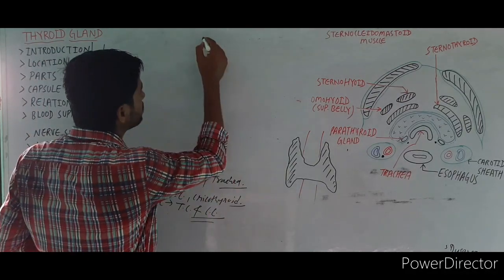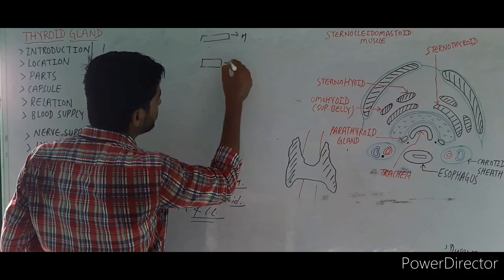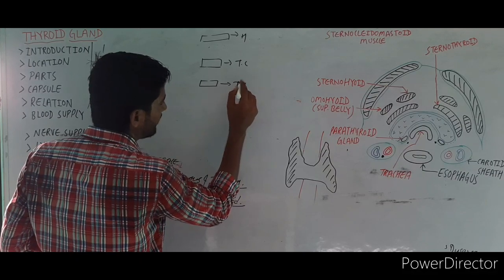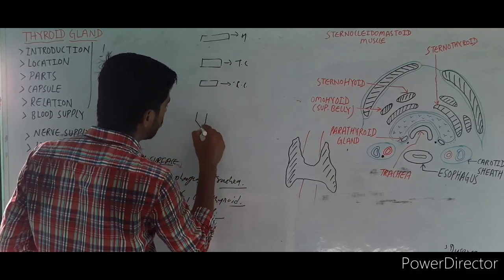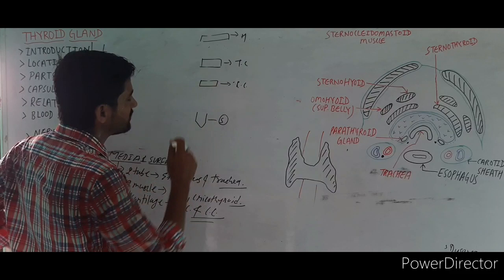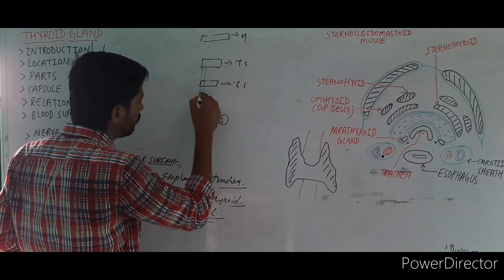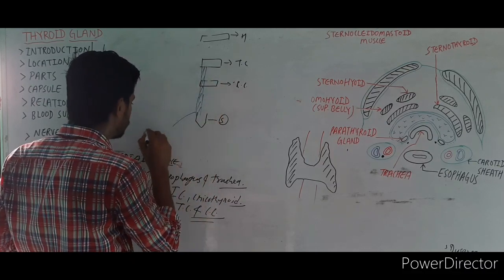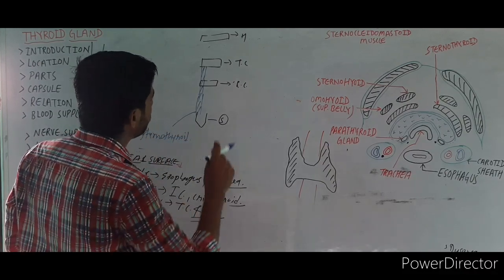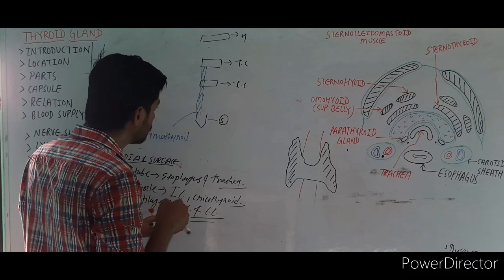This is the thyroid cartilage, TC. This is the cricoid cartilage, right? And here is the sternum. Am I right or not? This is the sternum. The muscle between the sternum and the thyroid is called the sternothyroid muscle. The muscle between the sternum and the hyoid is called the sternohyoid muscle.